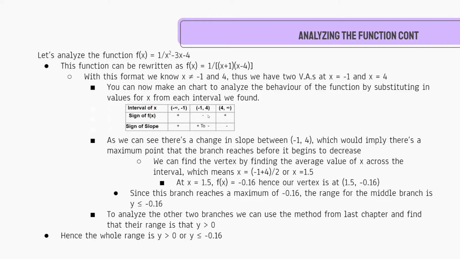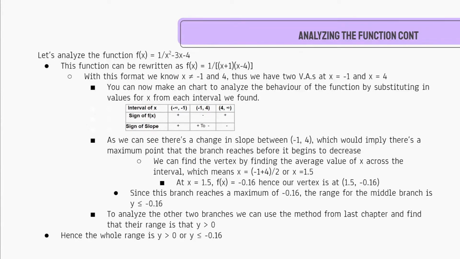Now let's do a number from -1 to 4. Let's do 0. So we get 1 times -4, which is a negative. So we get a negative sign for f of x. Lastly, we need to choose a number between 4 and infinity, which would be rather easy, as I would choose the number 5. So what we have would be 5 plus 1, which is a positive, and 5 minus 4, which is a positive. So 1 divided by a positive number would mean it's also a positive. So that's how we got these values here.